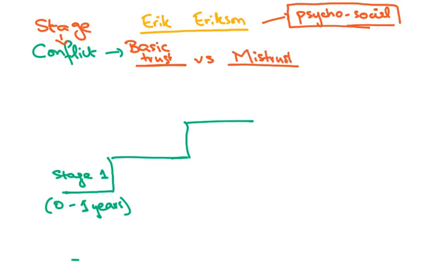Now, what does this really mean? At this age, you have to keep in mind that this is 0 to 1 years. So the role of the parents is humongous. It's huge, how the parents are treating the child. Perhaps you can argue that the role of parents is huge at all sorts of ages, but at this particular age, the role of the parents is very important.